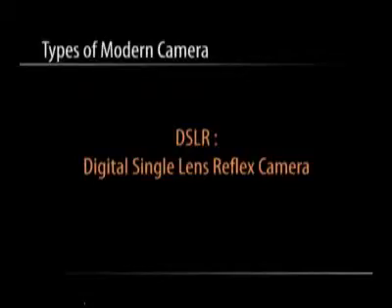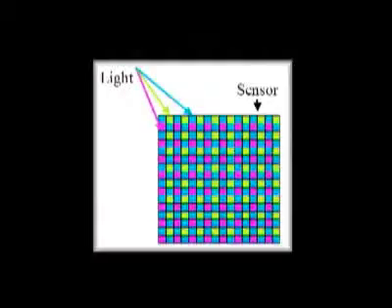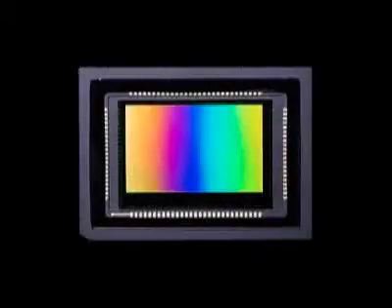DSLR, that is digital single lens reflex camera. Having seen the film cameras, let us now have a look at the latest and the most modern in photographic technology, the digital single lens reflex cameras. The digital camera is a system which permits recording an image on an image sensor. An image sensor is a device which enables recording of a visual as digital information.